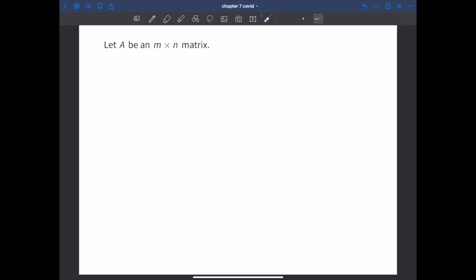All right, so let's look at the nuts and bolts of it here. Let A be an m by n matrix. The first thing I want to point out is that we are not making any assumptions about the matrix A. It might be symmetric, it might not be symmetric. It might be square, it might not be square. It really could be any matrix that you write down.